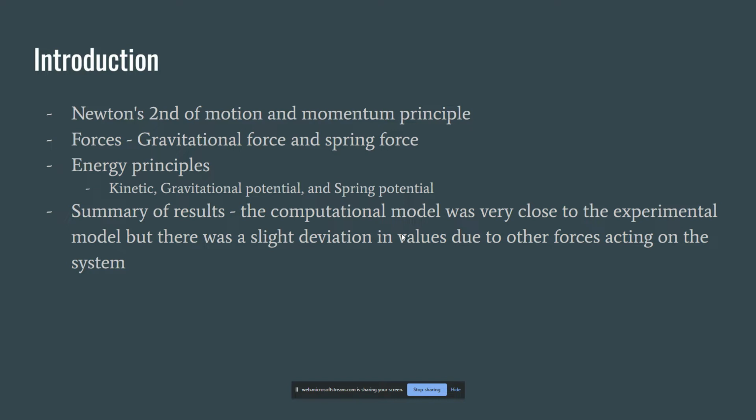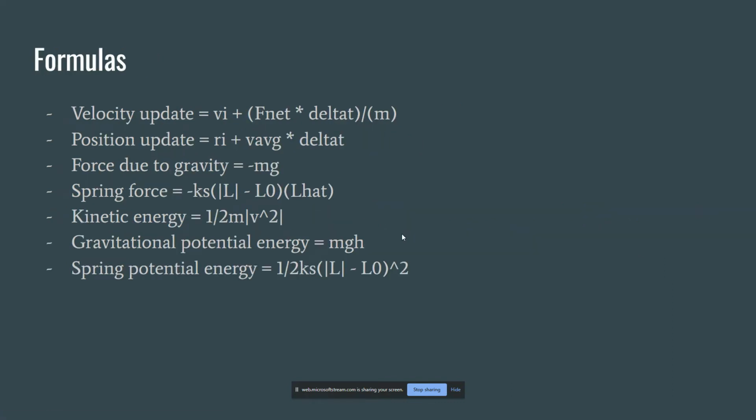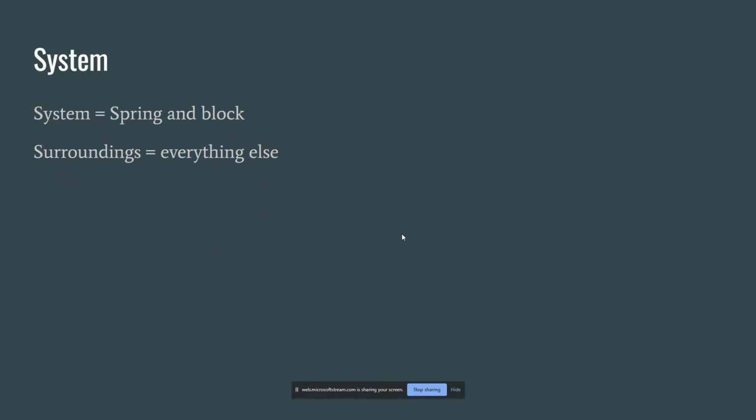The summary of results is that the computational model is very close to the experimental model, but there's a slight deviation in values, and we're going to look into this a little more later. The formulas that we deal with are velocity update, position update, force due to gravity, spring force, kinetic energy, gravitational potential energy, and spring potential energy, all of which we use in our code.